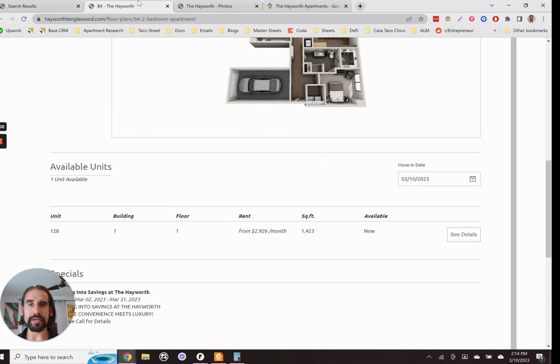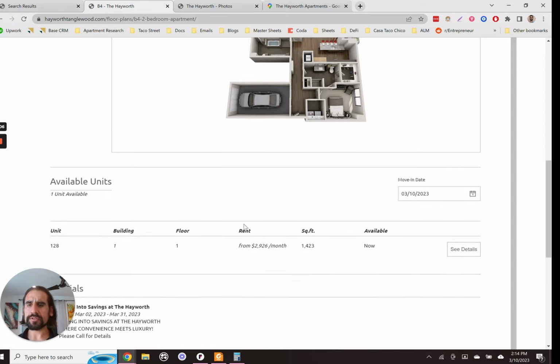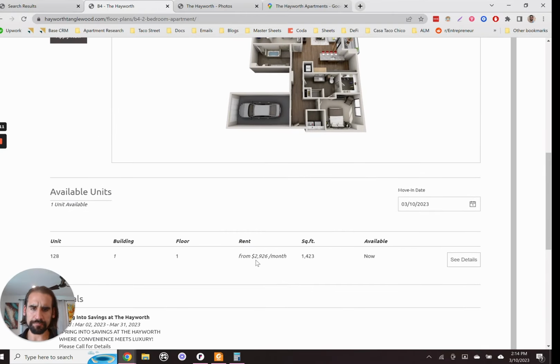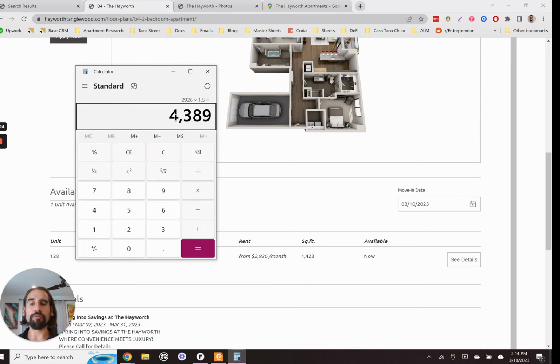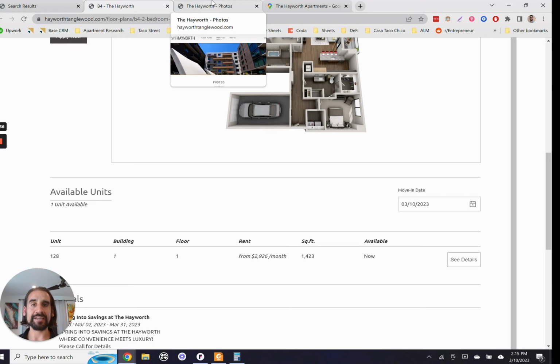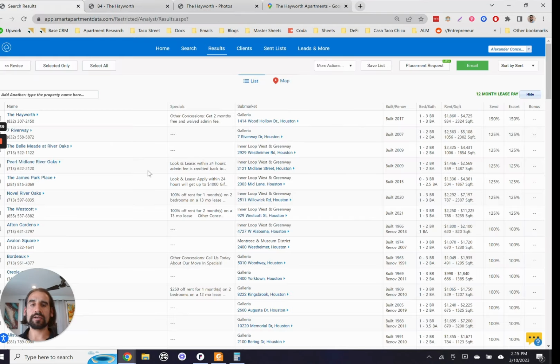I already went to their website just to see an example. Here's one of their 2-bedroom apartments that's going for $2,926 a month, which means if your client leases this unit at this building, they're going to pay you almost $4,400 when your client moves in. And again, that's no paperwork, no contract negotiations, there's no financing, there's none of that. You bring a client and they sign a lease and they move in, that means the building is going to pay you that much money.